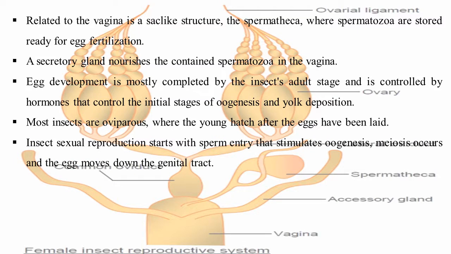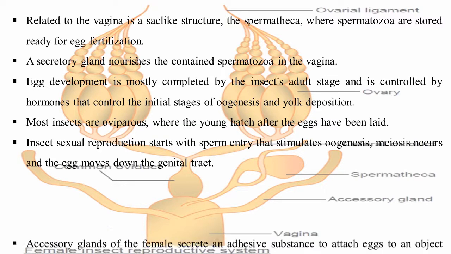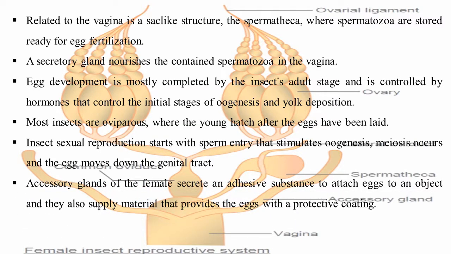Insect sexual reproduction starts with sperm entry that stimulates oogenesis, meiosis occurs, and then the eggs move down the genital tract. The accessory glands of the female secrete an adhesive substance to attach eggs to an object, and they also supply material that provides the eggs with a protective coating. In the female reproductive system, fill in the locations of the parts in the diagram.